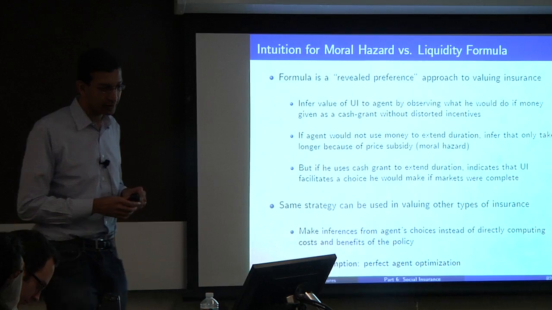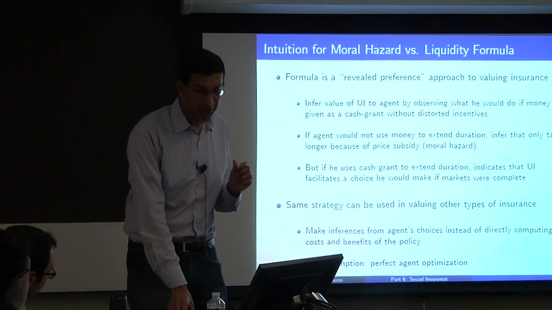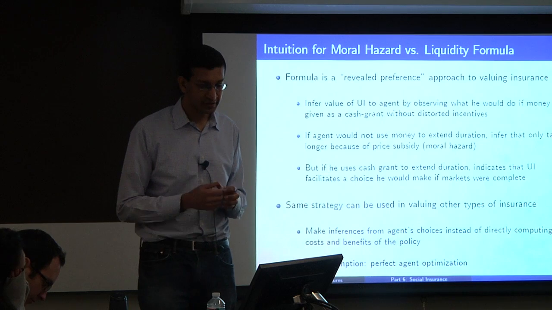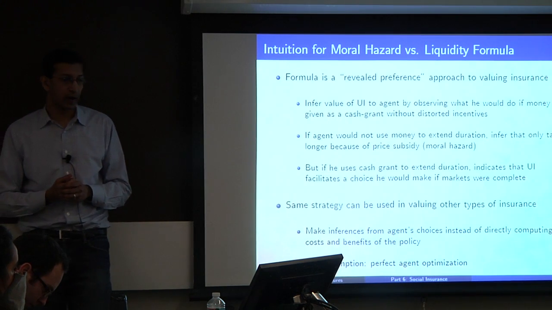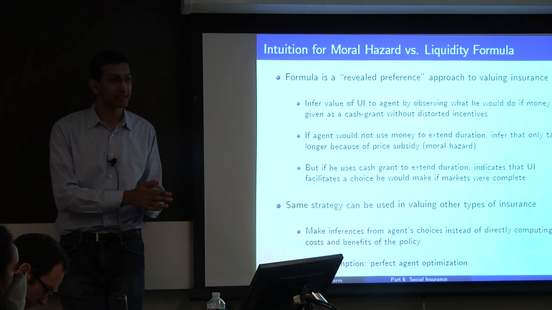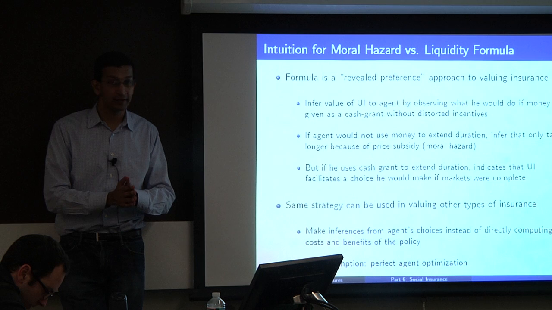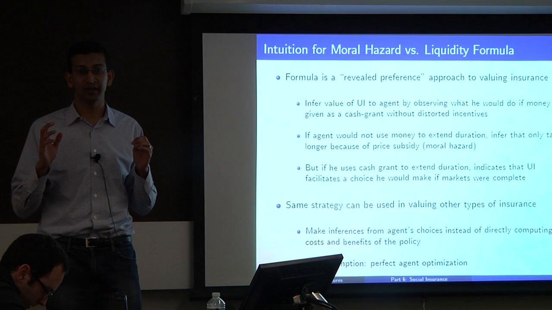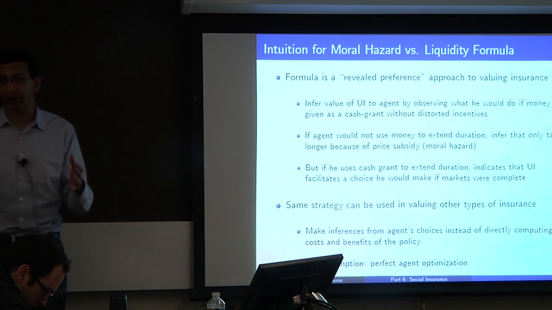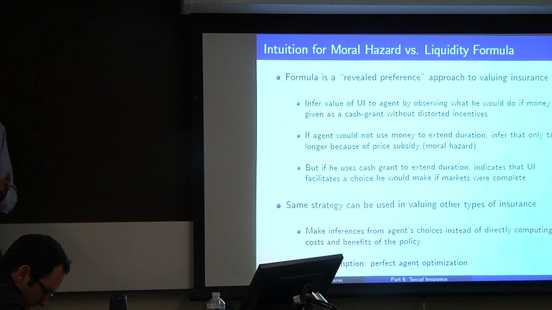So what I mean by that is we infer the value of the insurance policy to the agent by observing what he would do if the money was given as a cash grant that did not distort his incentives. So what I mean is the following. When you give a person an insurance benefit like unemployment or health or whatever, it does two things.